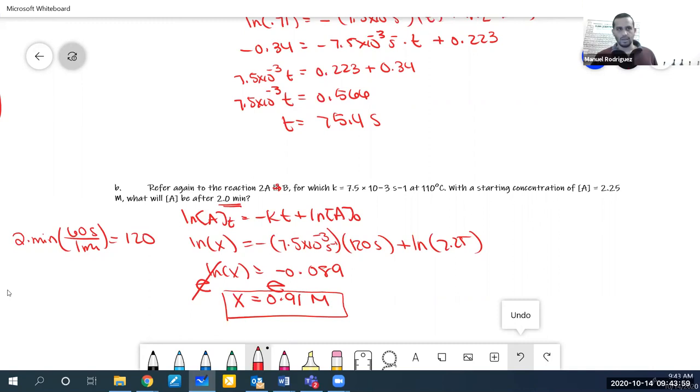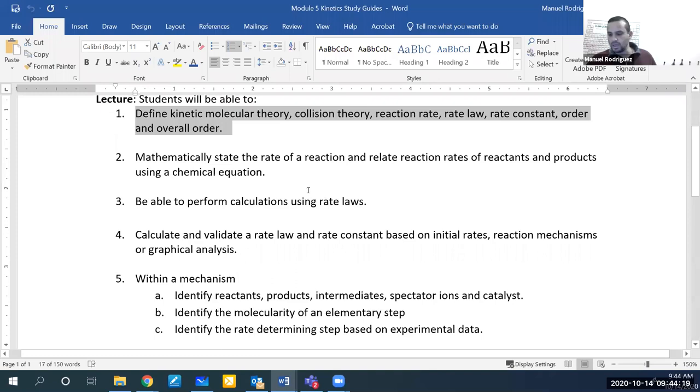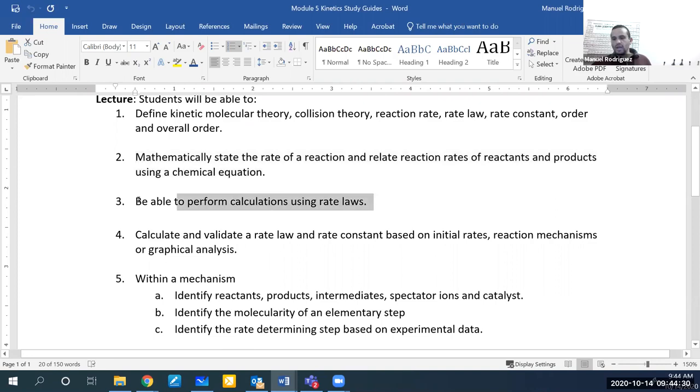Good? And that is how we use the integrated laws. So so far we should be good at this. We know all these theories and the rate constants and what not. We know how to do the rate of reaction using stoichiometry. You should be able to calculate problems with rate laws. We haven't done any of that, but when you do the homework, you should be able to. It's more like just using the equation and plug and chug.